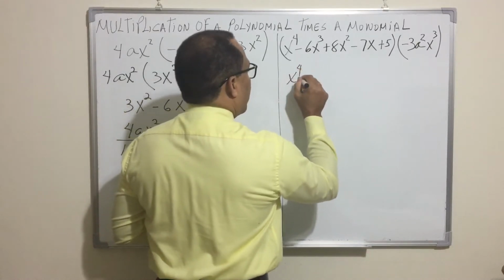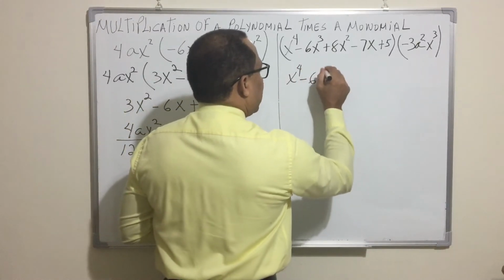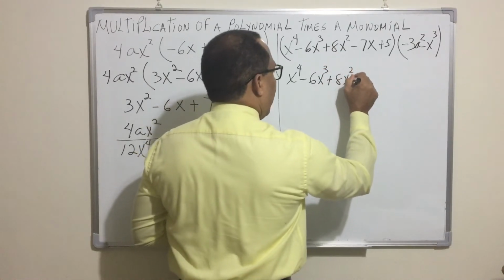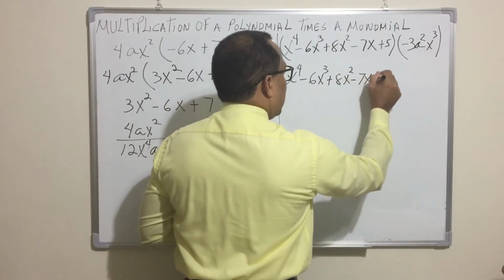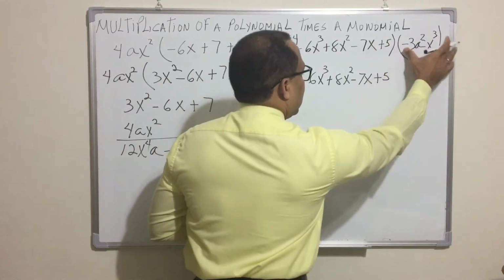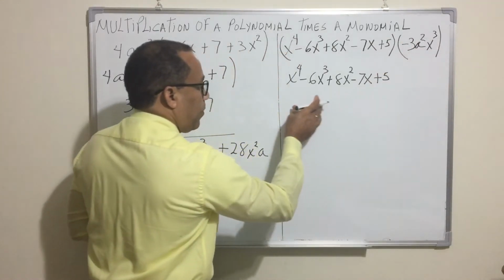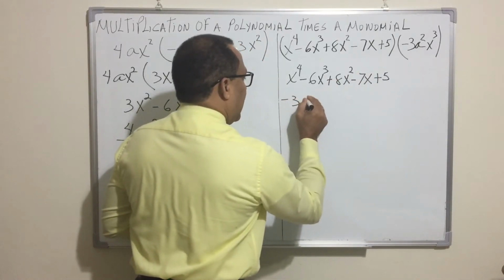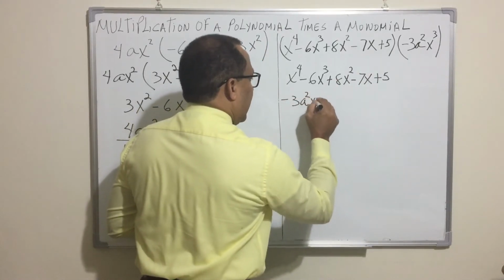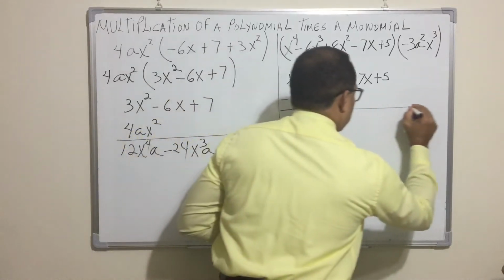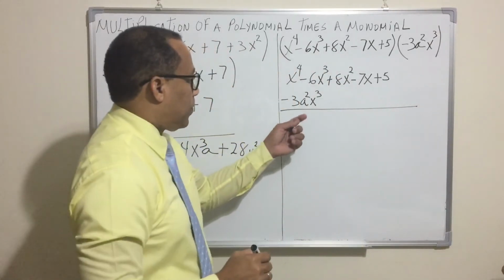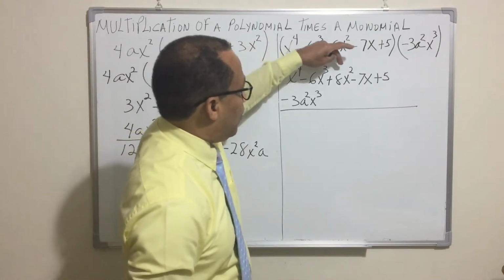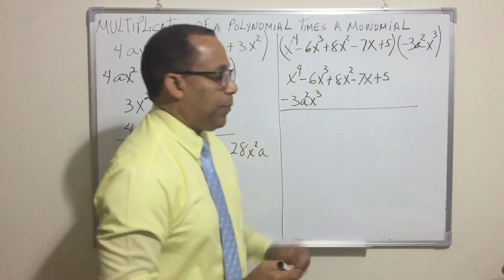x to the fourth minus 6x to the third plus 8x to the second minus 7x plus 5, and then bring down the monomial, negative 3a to the second x to the third, because I'm going to multiply this monomial times each one of the terms in the polynomial.